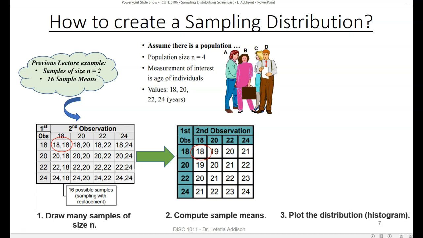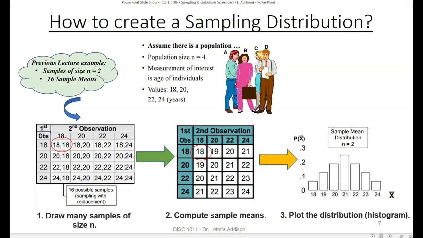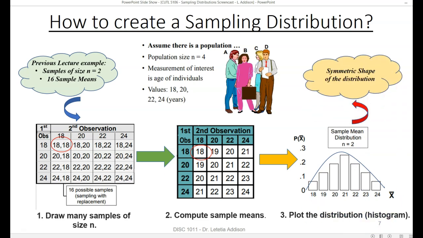We can now use these values to plot the distribution or histogram. And as you can see, when the values are plotted against the probabilities of each of the values occurring, we see that it has a symmetric shape if we trace a line around the bars. This observation is clear. The distribution is symmetric or somewhat normal in appearance. These are the three main steps used to create a sampling distribution.